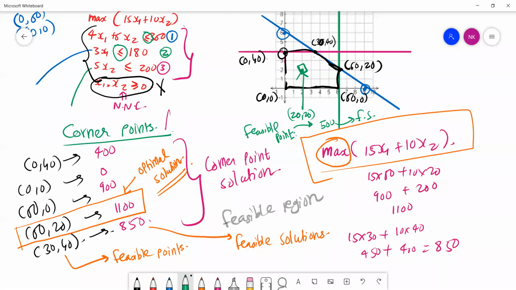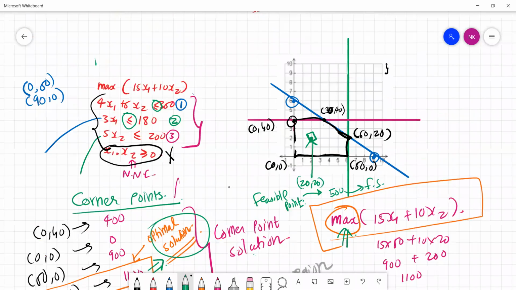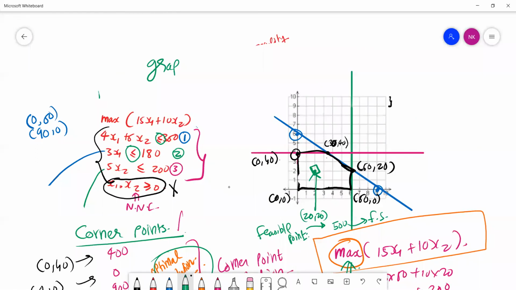So whatever solution you are obtaining pertaining to the corner points are called the corner point solutions. And out of all the solutions that you have obtained, whatever solution you are getting as the maximum value will be called the optimal solution, because out of all these, 1100 is the maximum. So this is the optimal solution. This is nothing but our method solved by the graph, and thereby it is called the graphical method.